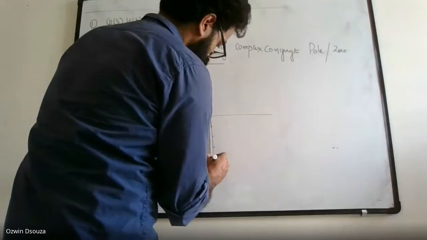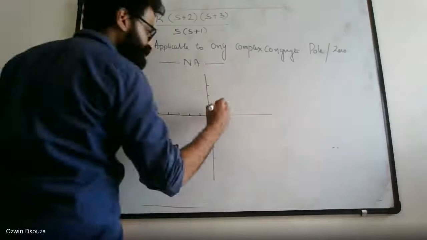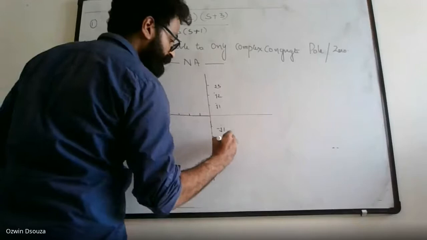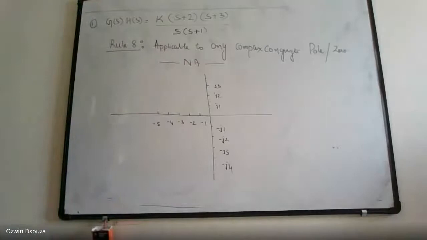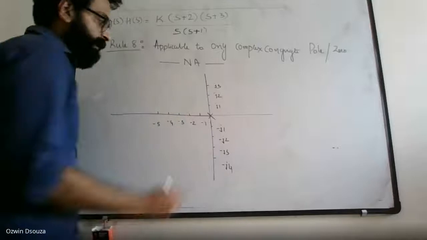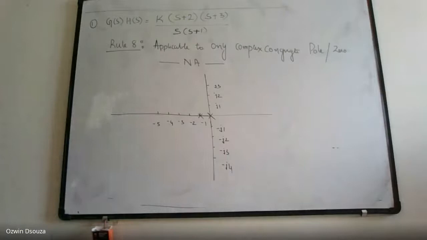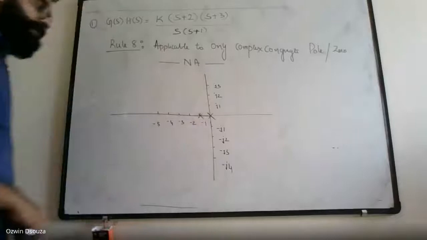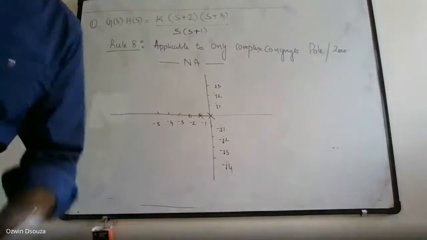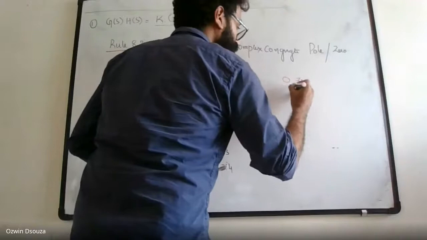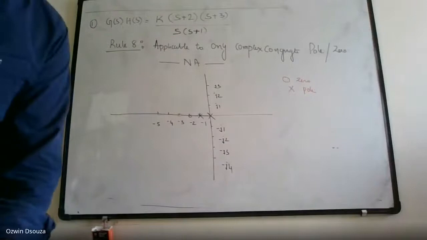So this is your j1, j2, j3, minus j1, minus j2, minus j3, minus j4, and this is minus 1, minus 2, minus 3, minus 4, minus 5. You can mark the poles and zeros. You have a pole at origin and a pole at minus one. Then you will have a zero at minus two, and also a zero at minus three. Zeros are marked with circles and X represents a pole. Done. I have drawn the pole-zero plot.